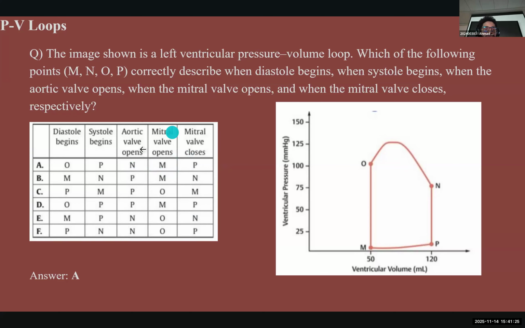But then let's move on and look at one of the other factors, the aortic valve opening. So here we said this was isovolumetric contraction because the pressure is going up while the volume is remaining the same. Iso means same, so isovolumetric, same volume while the pressure is going up. Moving on from point N to point O, what is happening?